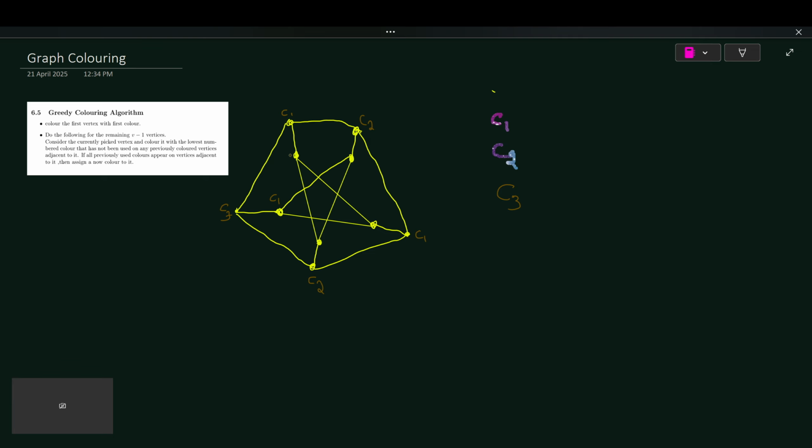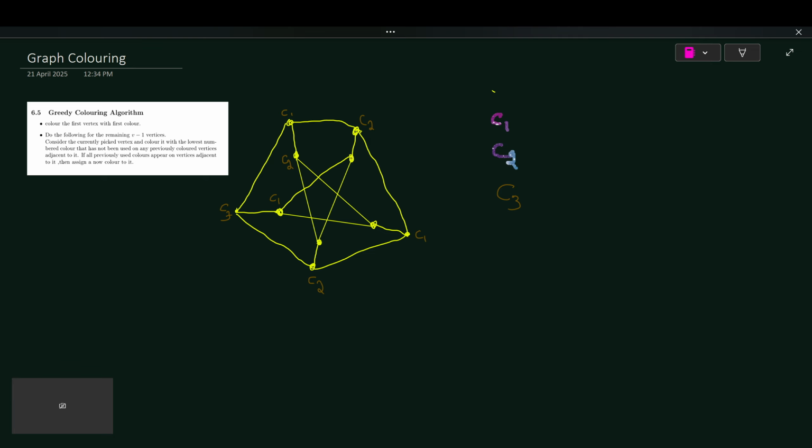Then here, the next vertex is adjacent to a vertex which is colored with c1, and there are no other vertices colored already. So it is not possible to use the color c1 here, but we can use c2.